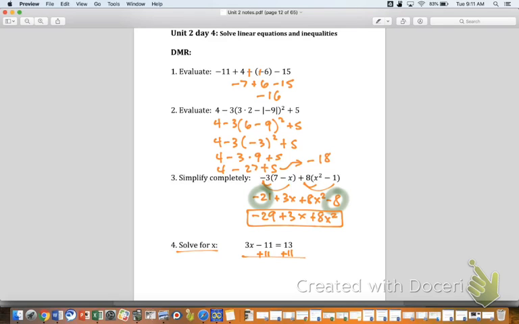What is negative 11 plus 11? 0. And that's the whole point. We wanted to get rid of it, so it's gone. So you just get a 3x over there. 13 plus 11 is 24. How do I get rid of that 3? Chase? Divide by 3. So dividing by 3, these cancel out to be a 1 using that inverse property of multiplication, essentially. And 24 over 3, of course, is 8.